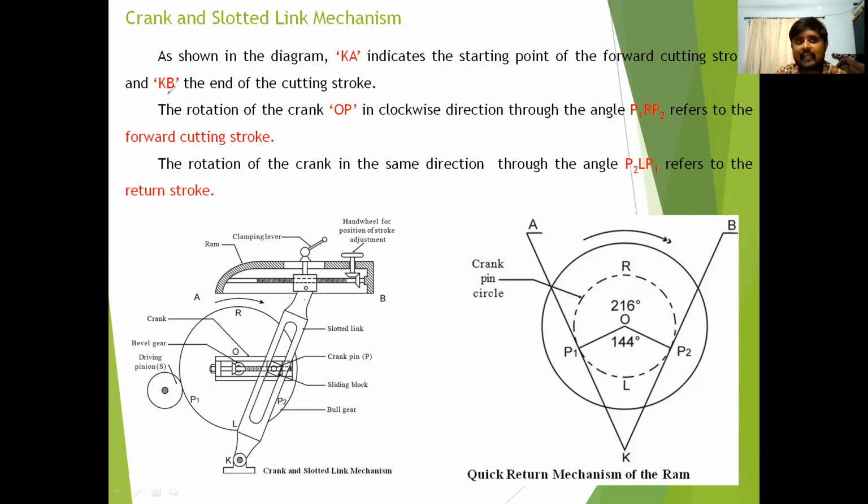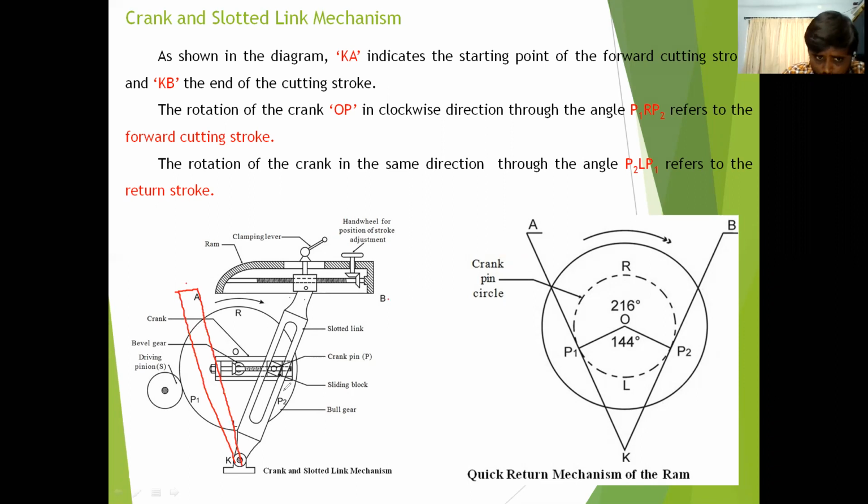And Kb is at the end of the cutting stroke. So that means if the ram moves from point A to point B, the cutting stroke will be finished. Initially, if the slotted link is here, when the ram is moved from this point A to B, the cutting stroke is completed.